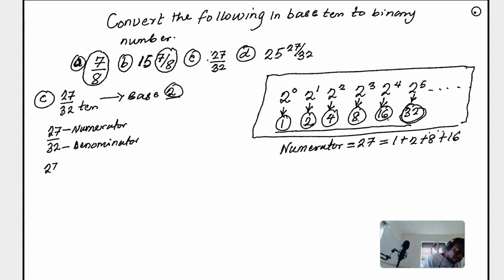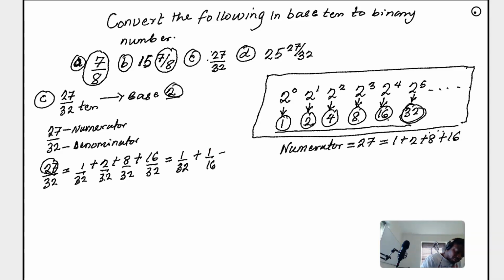27. So 27 over 32 is equal to, what is the numerator? 27. What can give us 27? We said it's 1 plus 2 plus 8 plus 16. Now you put your denominator 32 under each. So here, this is 1 over 32 plus, how many 2 can you get in 32? That is 16, 1 over 16. How many 8 can you get in 32? That is 4, 1 over 4. How many 16 can you get in 32? That is 2, that is 1 over 2.